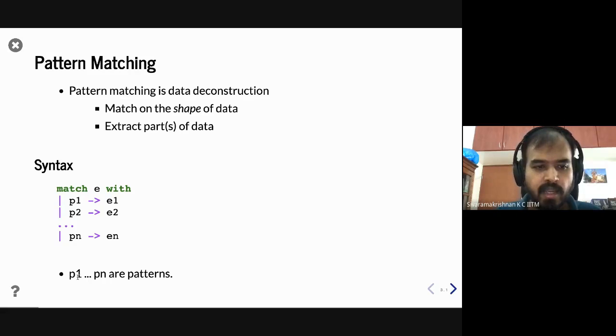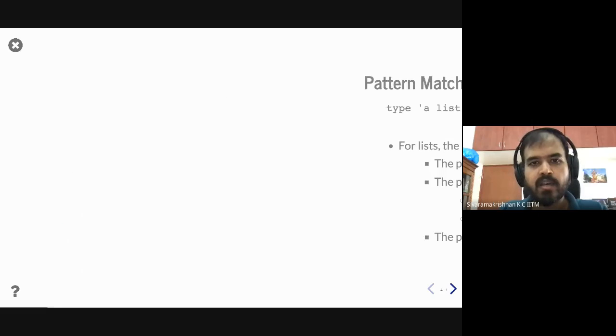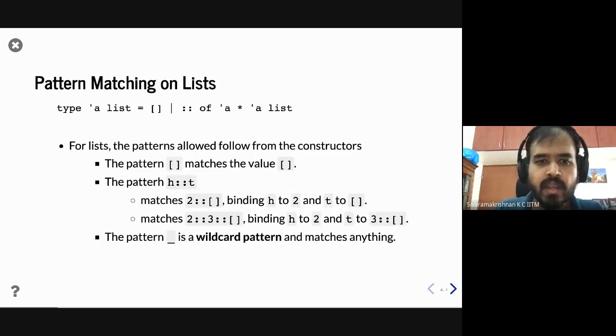These patterns could have variables, so they can name the components as a, b, c. Those variables are in scope in this expression, so you can use those variables here in this expression. This is the overall general syntax for pattern matching. Let's dig in a little bit.